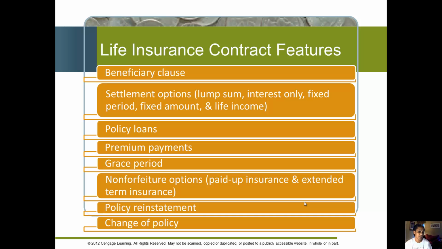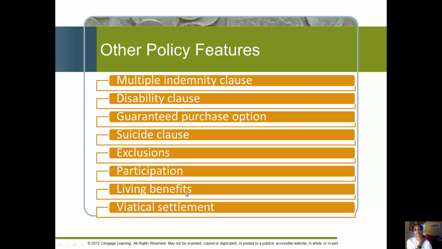Who gets that death benefit? The settlement options. How do you pay? Can you take loans out if there is a cash value or savings element? What will the premiums be? Is there a grace period? Are there any non-forfeiture options? What happens if your policy lapses? Are you able to reinstate it? Can you make any other changes to your policy?